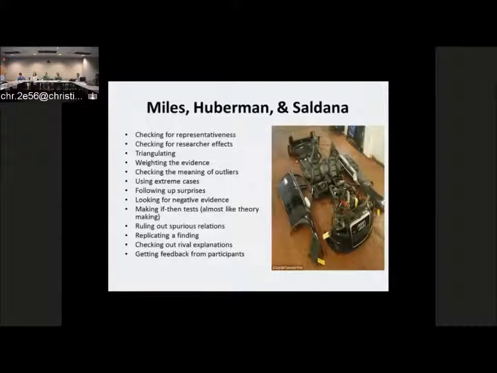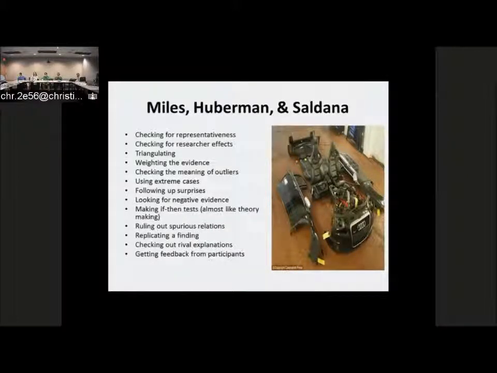So, other checks you can do to make sure your data and your argument are clean. Checking for representativeness, making sure that you're not just hitting it from a couple of participants, but from most. Checking for researcher effects, those I described earlier. Triangulating: if you have observation data, interview data, and something else, making sure they all agree with the same things you're finding. Looking at extreme cases, and comparing what you found to the extreme cases. Looking for negative evidence: once you've found stuff, go through and see, does anything disagree with this? And if it does, where is it? Making if-then tests, ruling out spurious relationships, making sure you're not missing a code in that relationship.